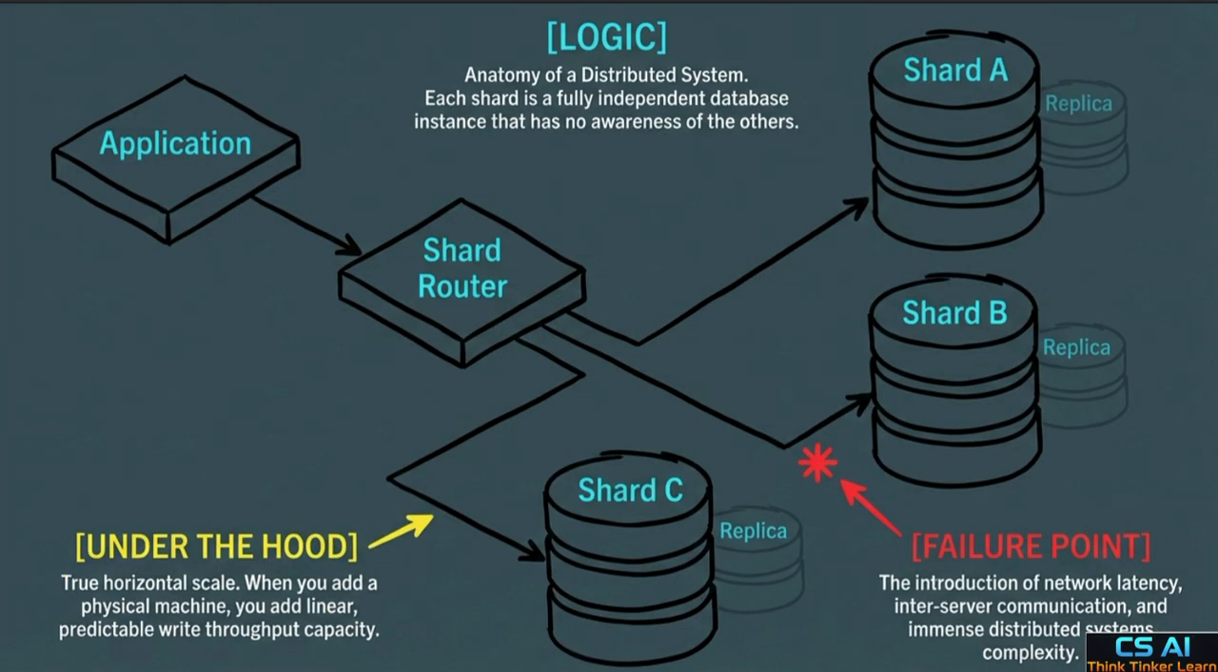Let's look at the anatomy of a distributed system with sharding. The logic is that each shard is a fully independent database instance that has no awareness of the others. An application sends requests to a shard router, which directs them to the appropriate shard A, shard B, or shard C, each potentially having its own replicas. Under the hood, this provides true horizontal scale. When you add a physical machine, you add linear, predictable write throughput capacity.